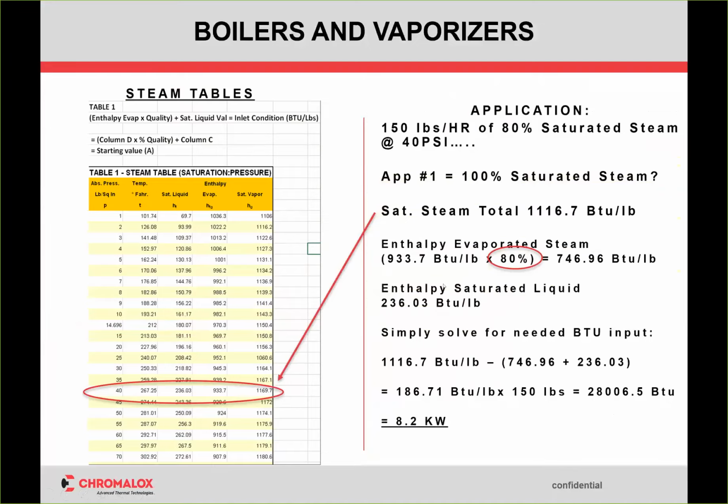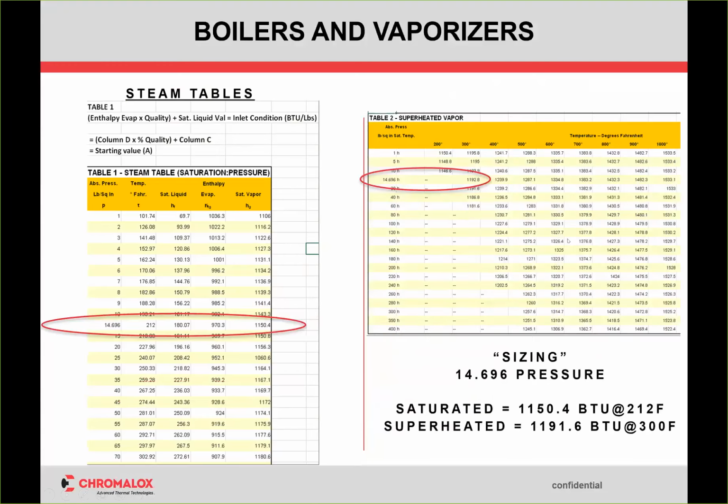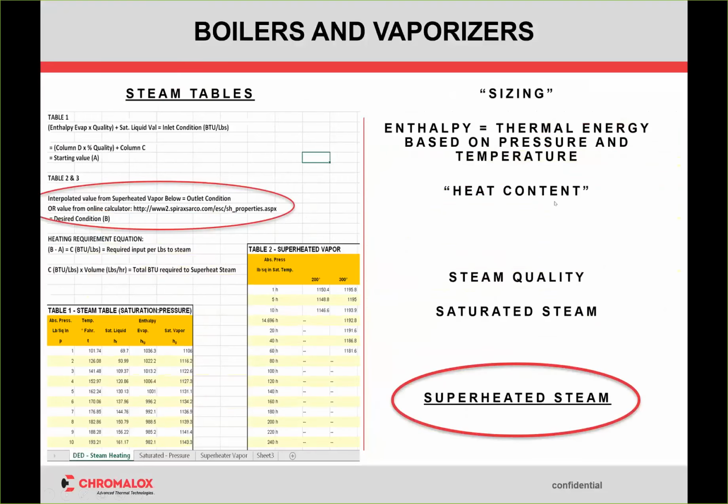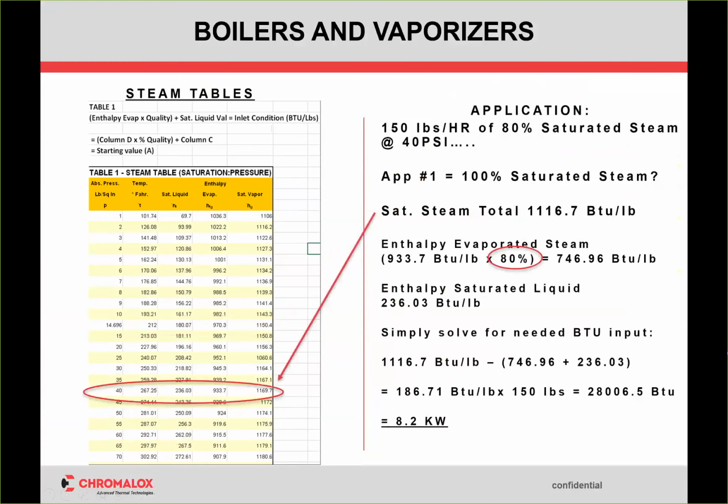Well, it's really simple, actually. The enthalpy of the evaporated steam, that's where the 80% comes in. That's where we're talking the quality of steam. Well, you apply that factor to that. Sorry, let's get off. There we go. And so it's accumulation of the value of the water, the value of the steam, ultimately is your 100% saturated steam. But if you don't have 100% saturated steam, that's where the percentage comes in.